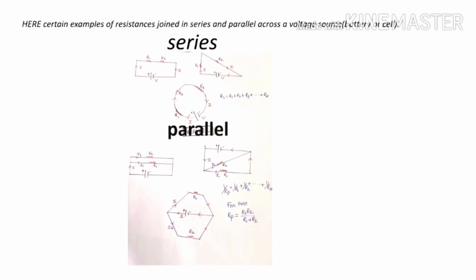You already know 1 by Rp equals 1 by R1 plus 1 by R2 plus 1 by Rn. Remember, for any two in parallel combination, equivalent resistance Rp equals R1 R2 by R1 plus R2. In parallel, V is constant. In series, I is constant. Okay, next problem.